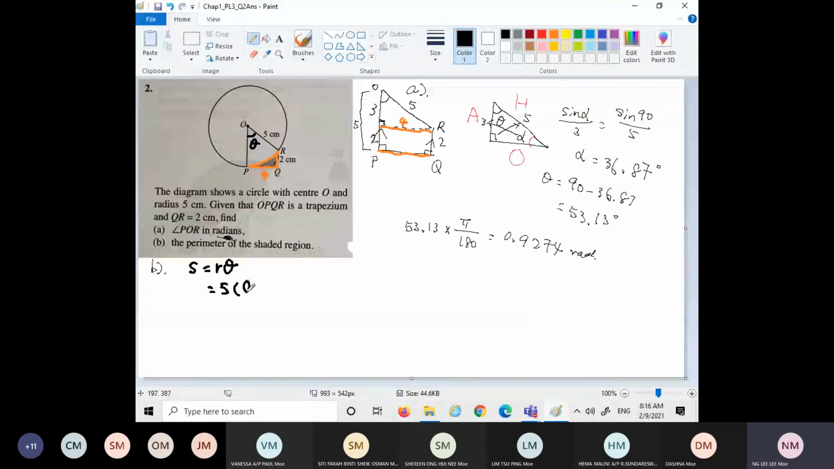Okay, so 0.9274, then I get the answer. Times 5, so I get 4.637. So you just get 4.637 plus 4 plus 2. The answer is 10.637. So this is for question 2.